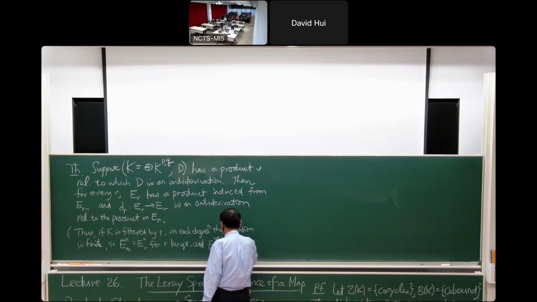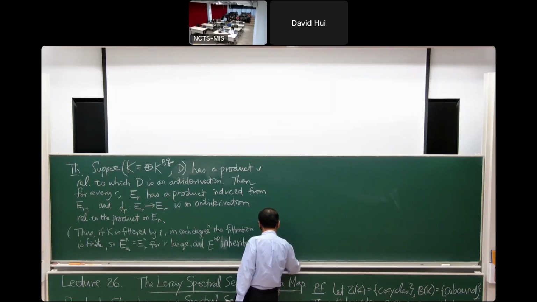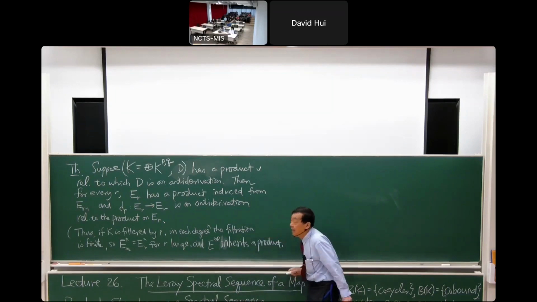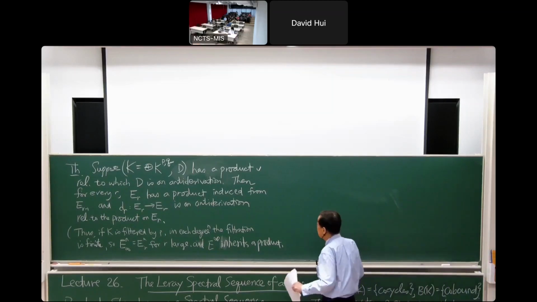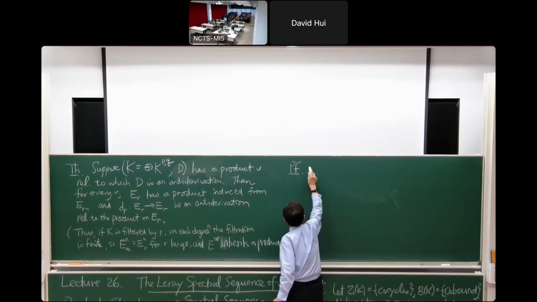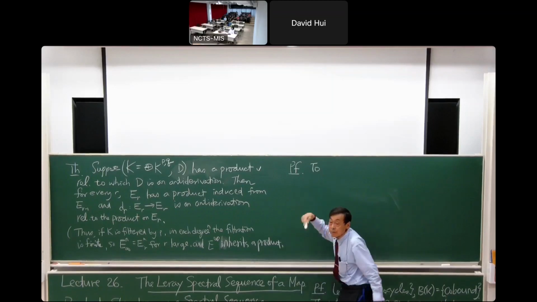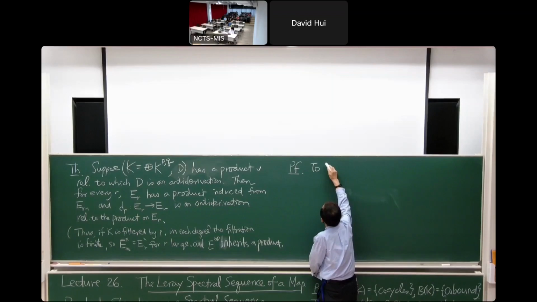E infinity inherits a product. Okay? Well, this will make more sense if we start doing calculations. Now I'm going to delay the proof of this theorem to later, because I want to get to some calculations of examples as soon as possible.